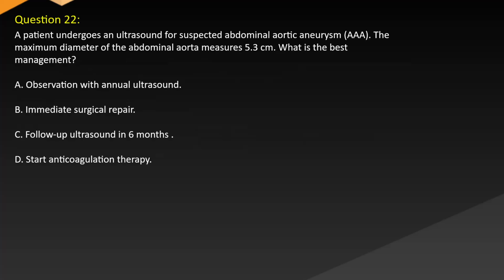Question 22. A patient undergoes an ultrasound for suspected abdominal aortic aneurysm, AAA. The maximum diameter of the abdominal aorta measures 5.3 centimeters. What is the best management? A. Observation with annual ultrasound. B. Immediate surgical repair. C. Follow-up ultrasound in 6 months. D. Start anticoagulation therapy.